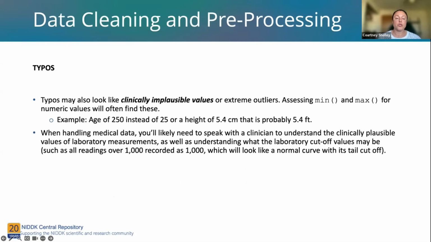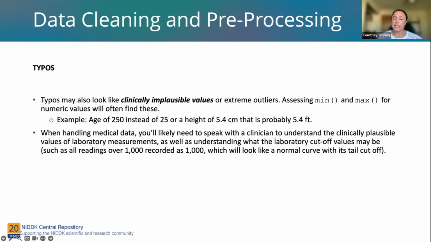So these typos may look like clinically implausible values also. They might look like extreme outliers. So assessing min and max for numeric values is a good way to find these things. So some examples might be an age of 250 instead of 25 because a 0 was accidentally typed in, or a height of 5.4 centimeters because the person was thinking of feet. So these are kind of things that are now getting into not just good data handling, but also putting in your own clinical, your own public health knowledge to understand what could have gone wrong here. Be a detective and find out what maybe has gone wrong.